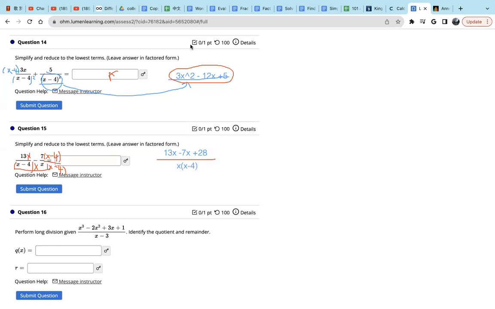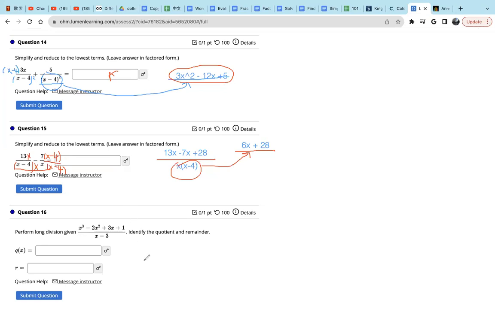Then the numerator can be simplified. 13x minus 7x is 6x plus 28. Then the denominator is the same. So we move this one to be the denominator of this. Right? So that's the answer.